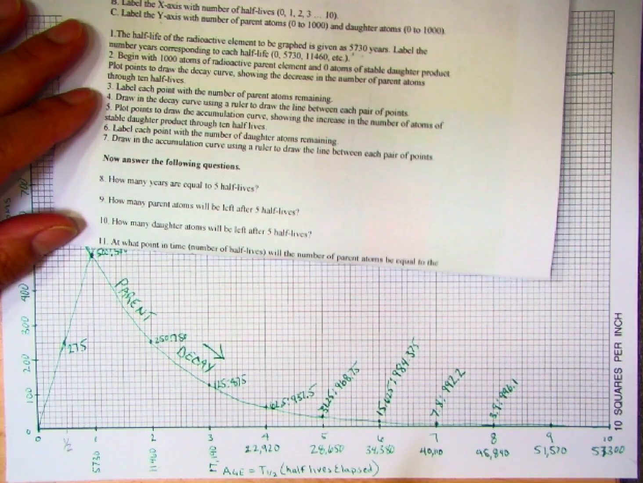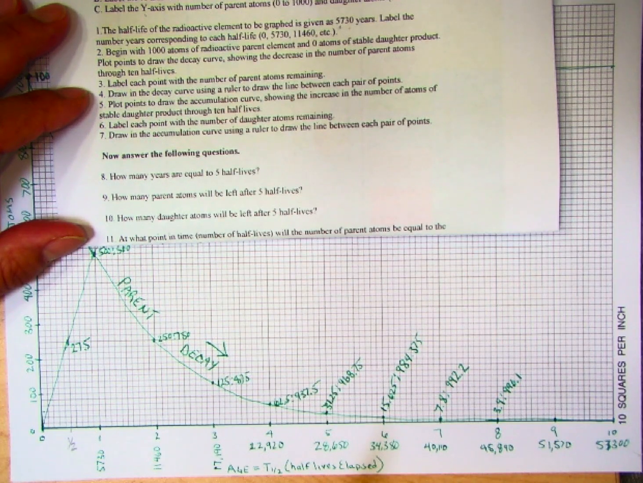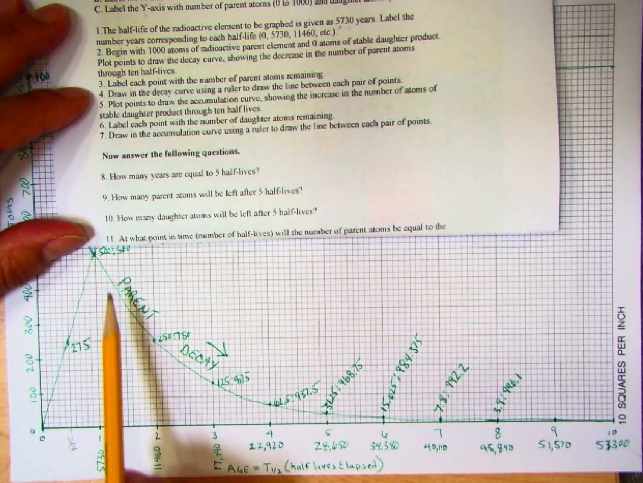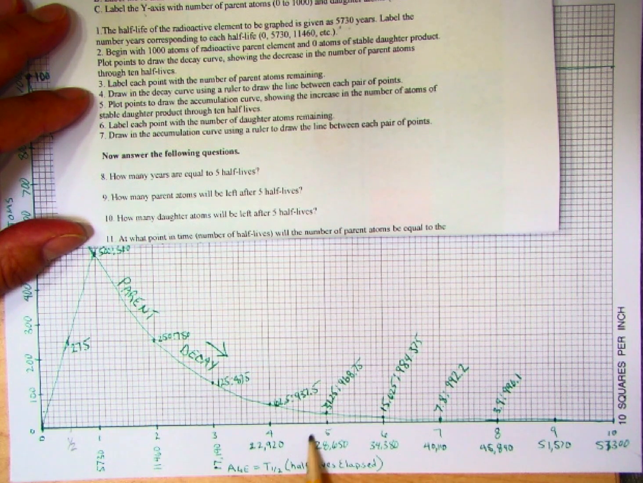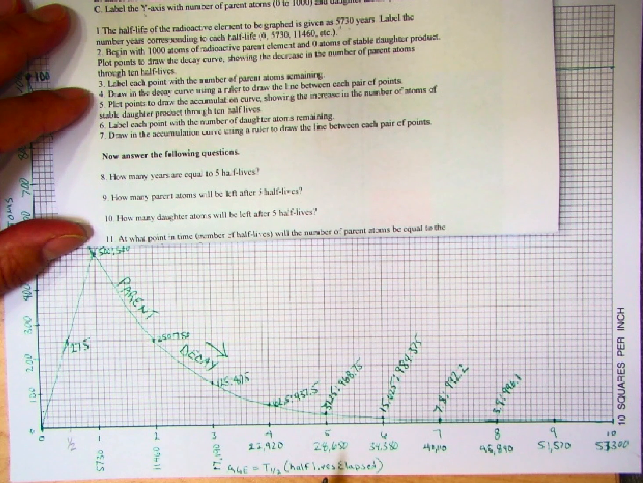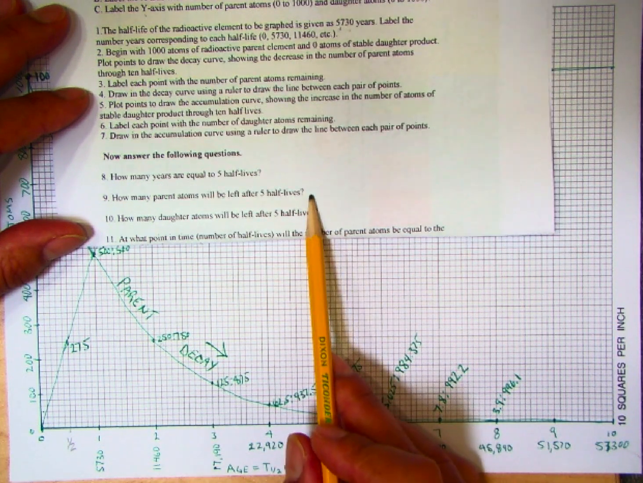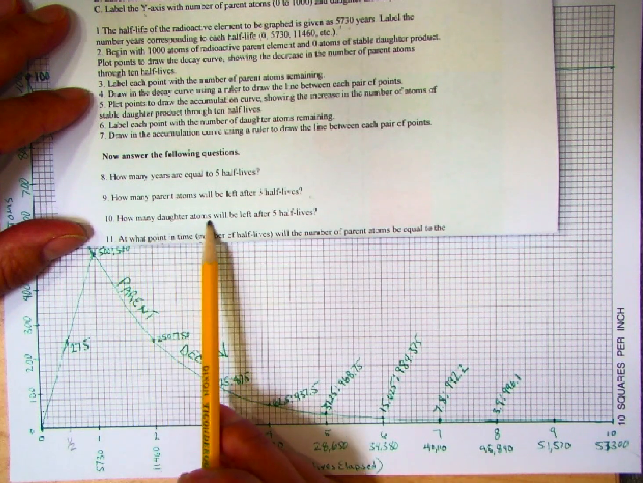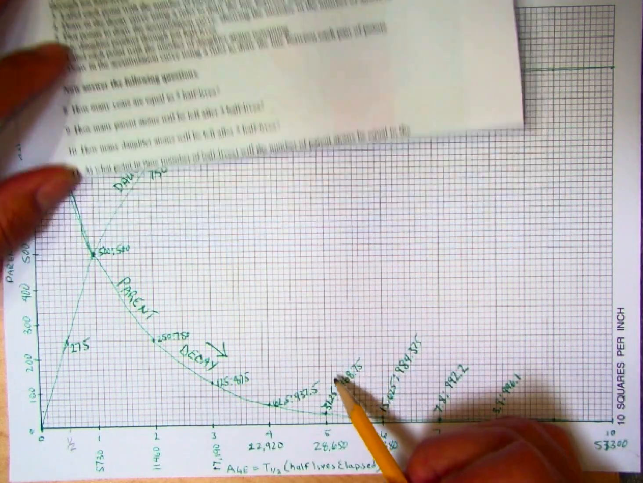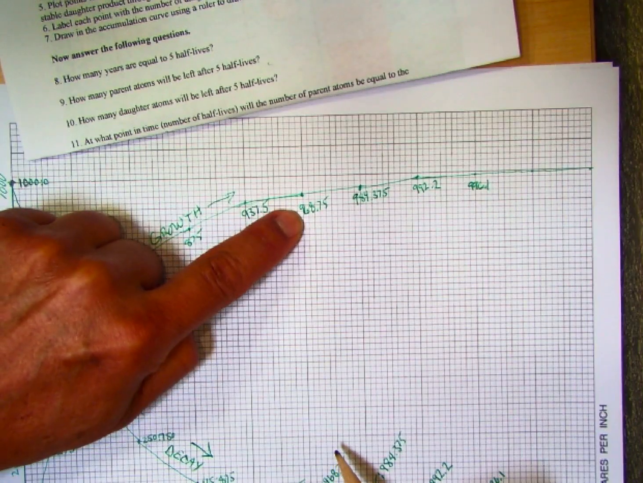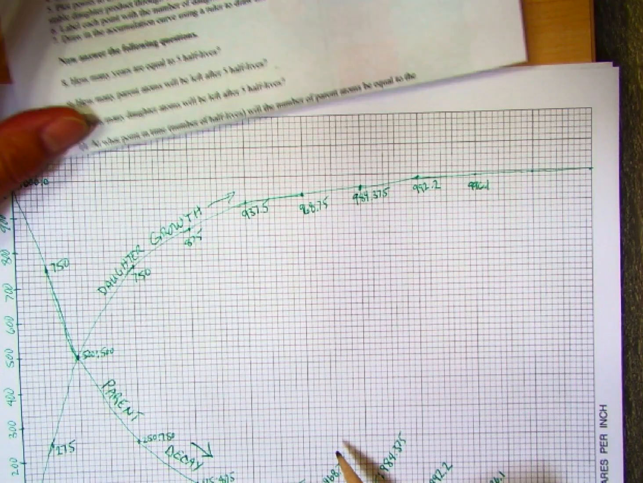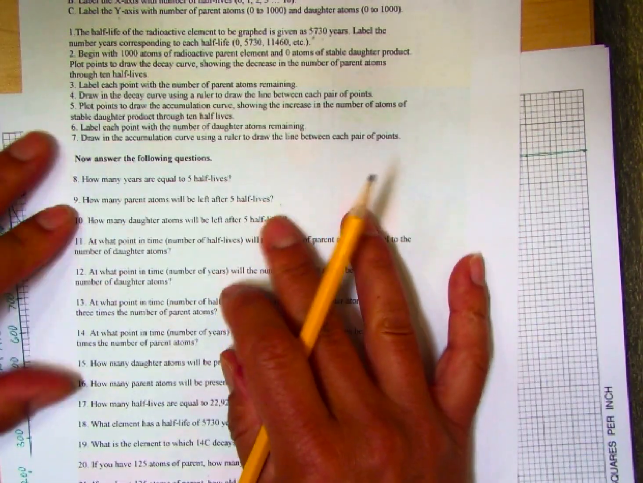So, for example, question 8 is asking, how many years are equal to 5 half-lives? Well, here's 5 half-lives, that'd be 2860. So you would write out 2860 right there. And then for number 9, how many parent atoms will be left after 5 half-lives? In this case, it's 31.25. 31.25 would be the answer that you'd put there. And then for question 10, how many daughter atoms are after 5 half-lives? So for the daughter atoms, you see it's 968.75. So you'd put that in there. So basically that's what you're doing, just answering these questions by using your graph, right?